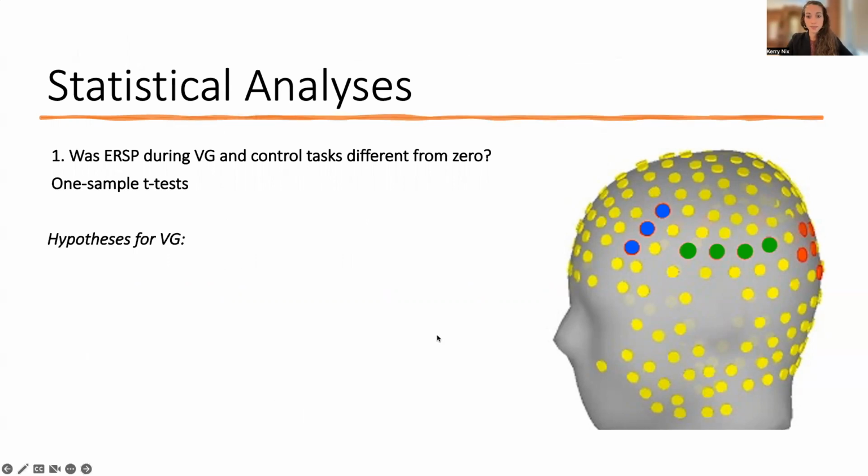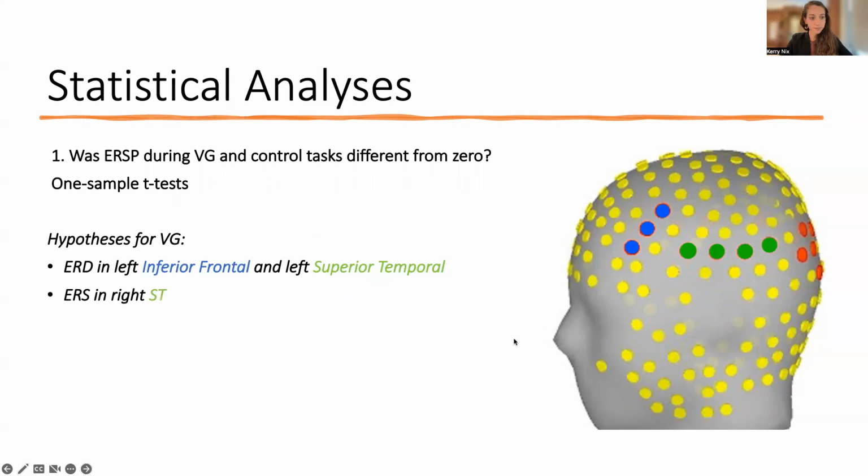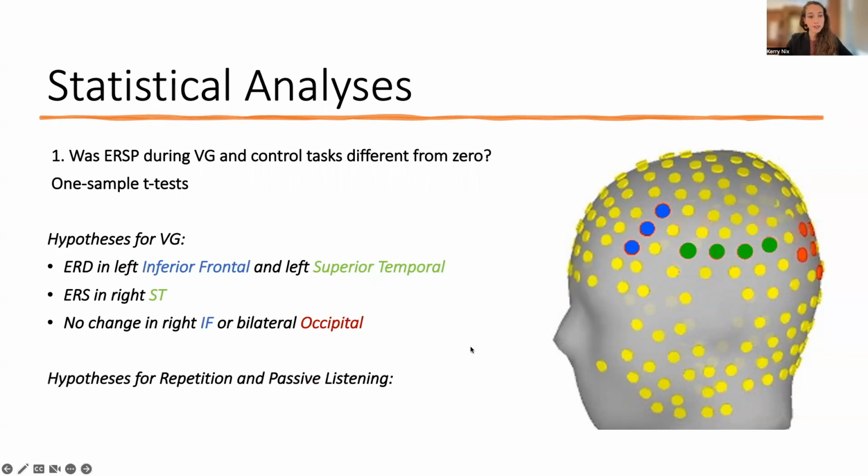Our hypotheses included ERD in the left inferior frontal and left superior temporal regions, ERS in the right superior temporal region, and no change in the right inferior frontal or bilateral occipital regions. We also tested if control tasks elicited either significant power changes from baseline or asymmetry between hemispheres, employing 1 sample and paired t-tests respectively, with a 2-sided significance threshold of 0.0125, as previously described.